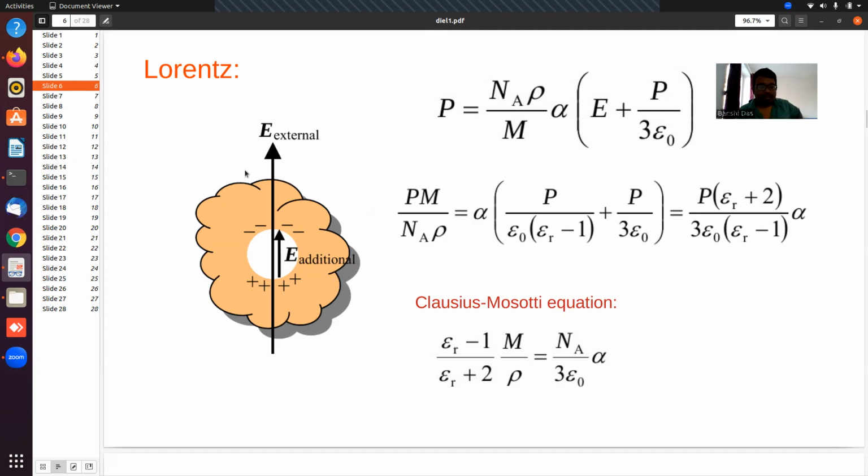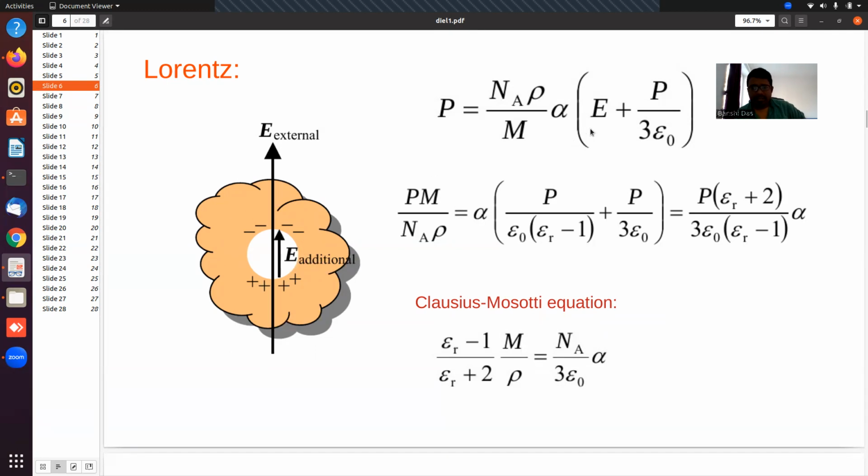Lorentz thought that this is the external electric field, and this is the dielectric material, and due to the induced polarization, there is an additional electric field. This goes from the negative to the positive direction, so the additional electric field will be in the opposite direction. I will show it later. But there is an additional electric field on top of the external electric field. So this is called the local electric field or additional electric field.